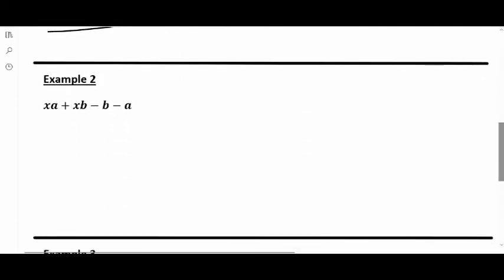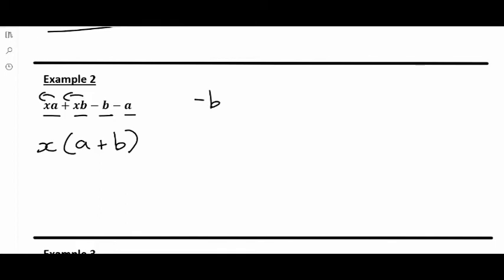Let's look at the next one: xa plus xb minus b minus a. Well, I see an x that we can pull out on this side, so that's looking good. So maybe that's a plus b. Now, take a look at this. I have minus b minus a. What I can pull out is a negative 1.